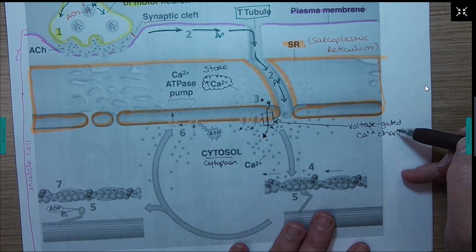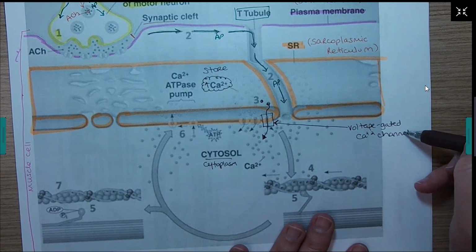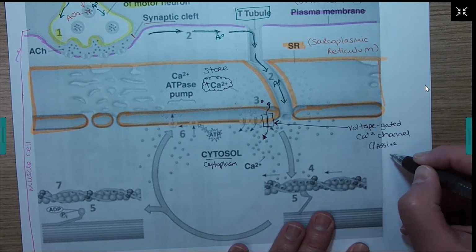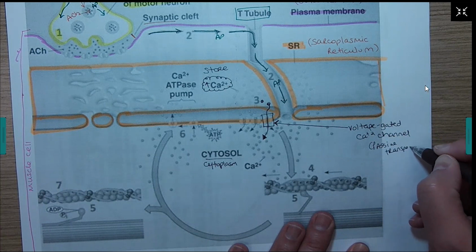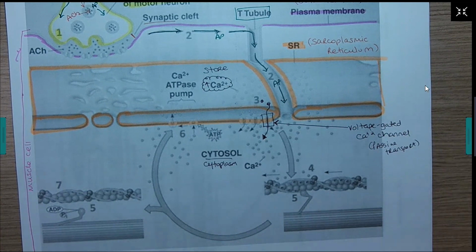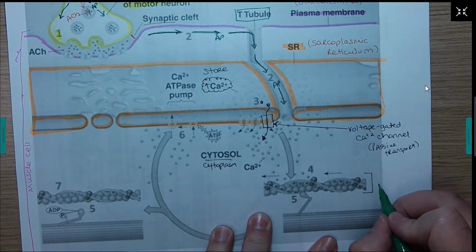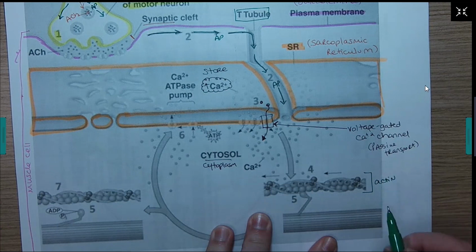Now remember these voltage gated channels, the ions are moving from high to low concentration, so this is just passive transport. Remember that word? So they're just doing this through simple diffusion, okay? It's easy peasy, open the door, they flood out. So following what comes next, if you look down here, you've got your actin molecule and you have your myosin molecule.